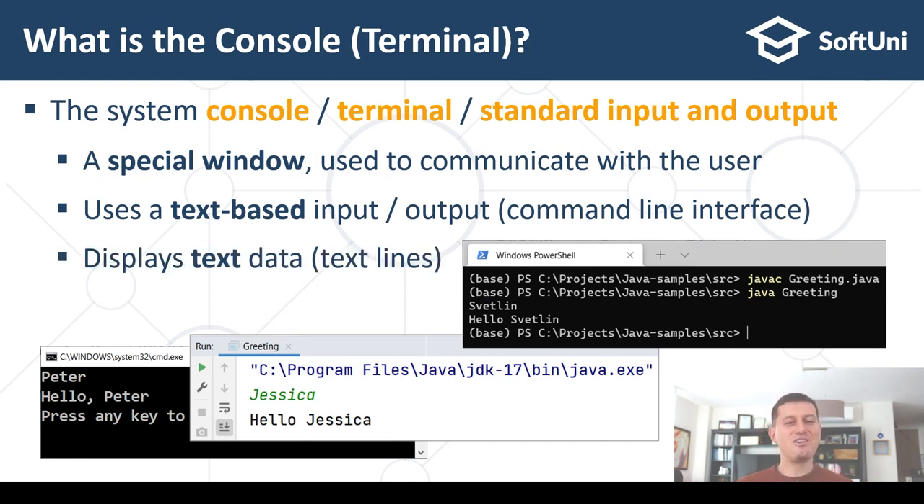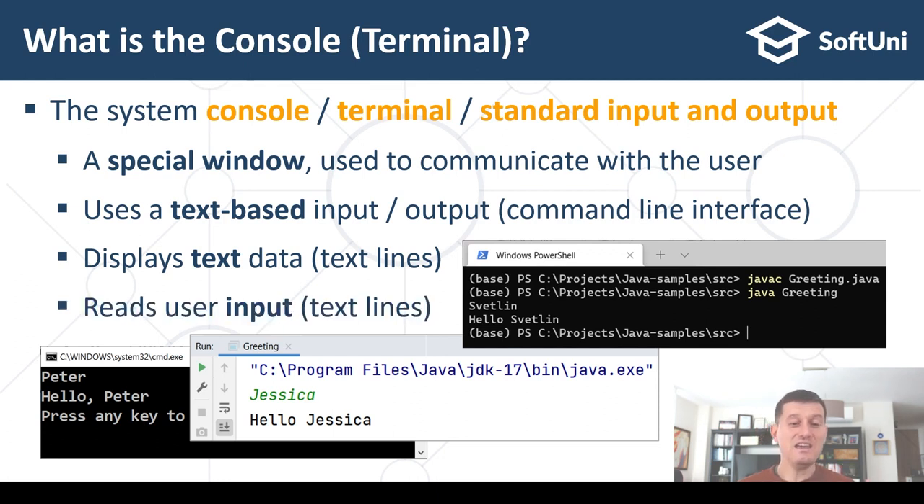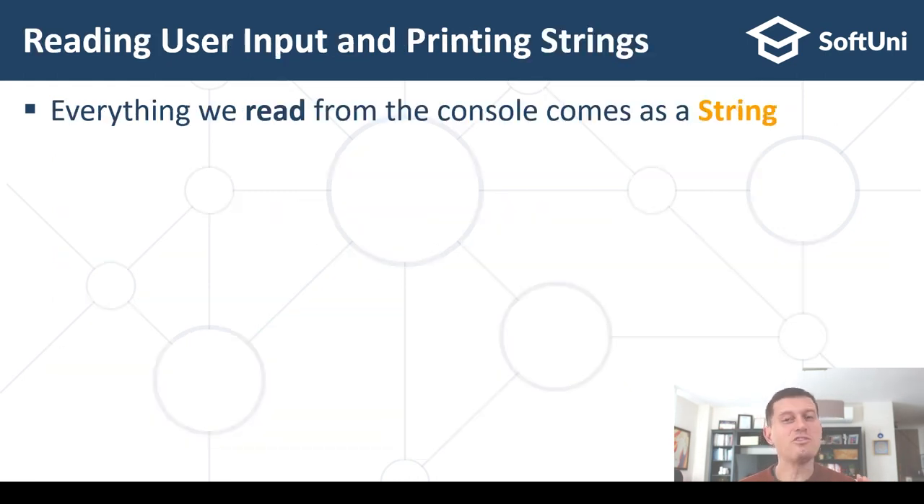So generally, the console displays text data, which is lines of text, and it reads the user input, which is also lines of text. So it can read data from the user and it can print data for the user as output. And generally, it works as a command line interface based on commands. You ask something, the program answers. You ask something else, the program answers again. Let's see how this works in Java. How we can read input and print strings in Java.